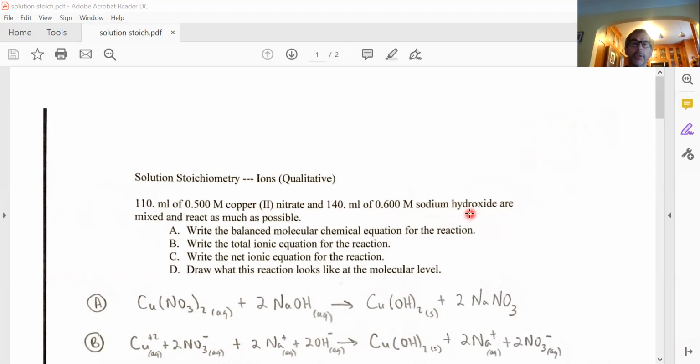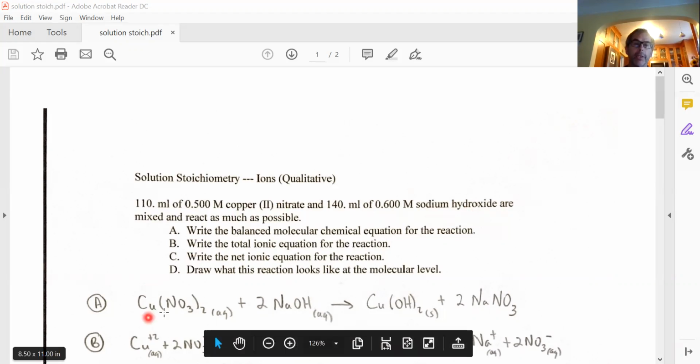They're both solutions. So it's copper 2 nitrate, copper's +2, nitrate's -1, so I balance it Cu(NO3)2. Sodium hydroxide, +1, -1, I balance that. We're going to do a double displacement, a partner switch. Copper goes with the hydroxide, giving me Cu(OH)2 because copper is +2 and OH is -1. Then Na is +1, NO3 is -1. So I write the balanced chemical formula first. Then I have to go back and put the correct coefficients in front to write the correct balanced equation, which I do here. That is my molecular equation.